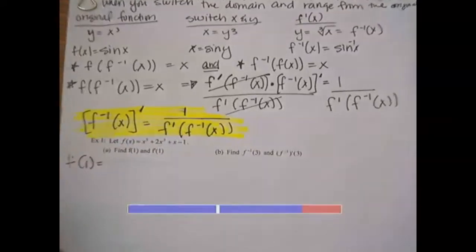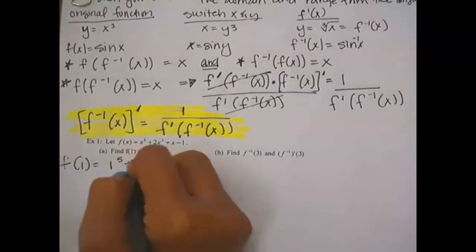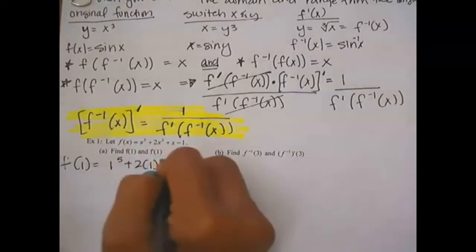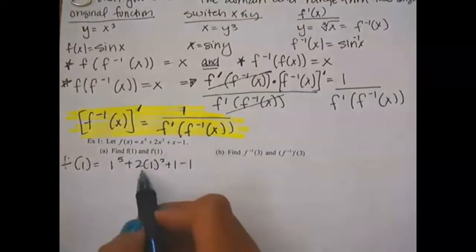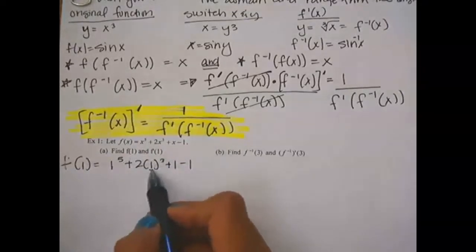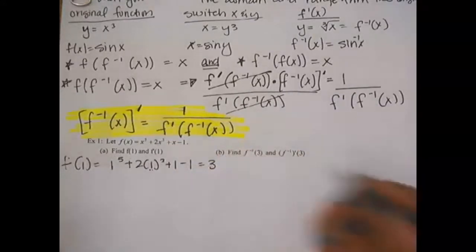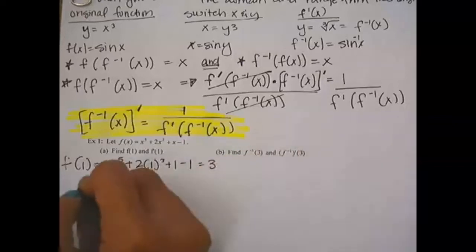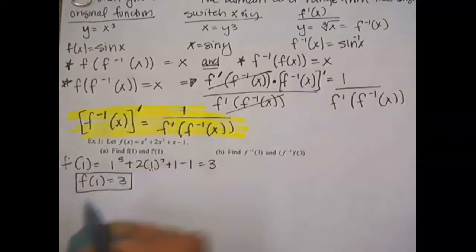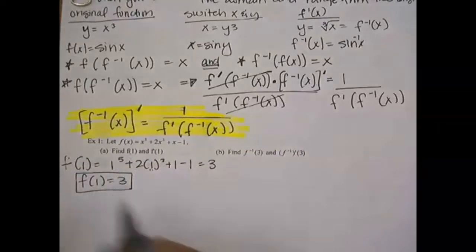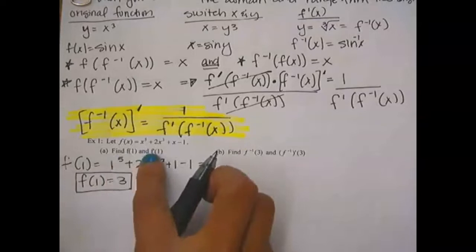Let me zoom in. It is 1 to the 5th plus 2 times 1 to the 3rd plus 1 minus 1. Well, plus 1 minus 1 is going to be gone, okay? So 1 to the 3rd is 1. 1 times 2 is 2. 1 to the 5th is 1. So 1 plus 2, I'm going to end up with 3, okay? So f of 1 equals 3. Box that up. This is the input. This is the output.